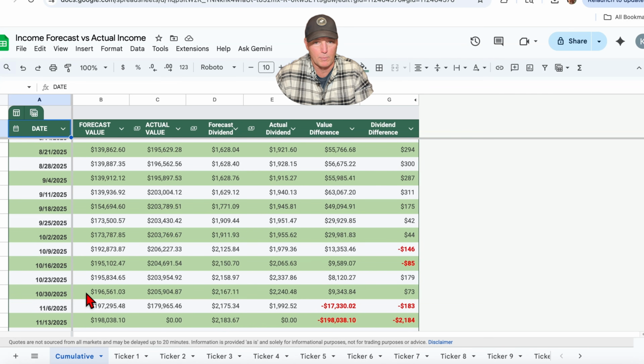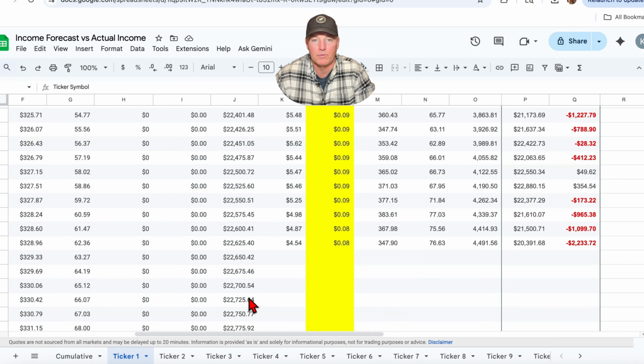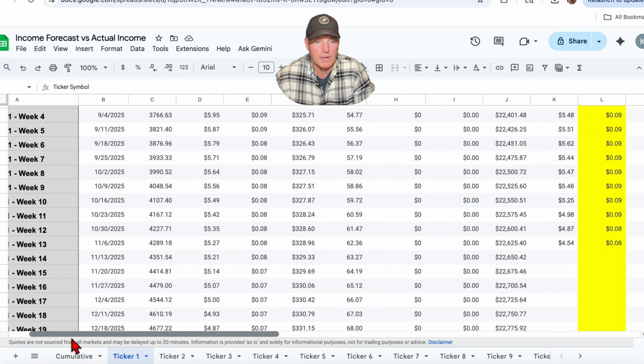Let's go to the October 30th. You can see what the forecasted value was versus the actual value, and your forecasted dividend versus your actual dividend, and the value difference is up, and the value dividend difference is up $73. So again, that's not whether I'm up or down in the market. It's not my cost basis, whether I've lost money or gained money. This is based on my forecast when I put these in, and then I can track these long term. So I've been tracking ULTY here for a couple months.